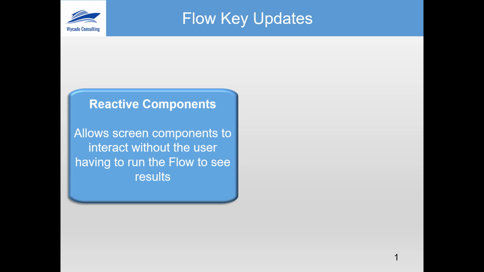First one, reactive components. Allows the screen components on a screen flow to interact without the user having to run the flow to see the results. This can dramatically cut down on the number of screens you use. You can collect information from the user, and in that screen, you can do calculations. They don't have to hit next and go to another screen to do your calculations.